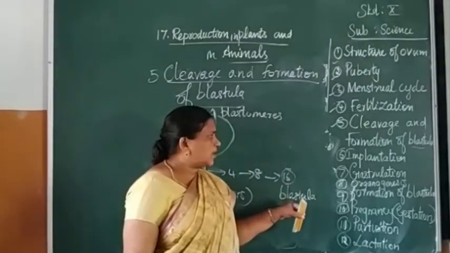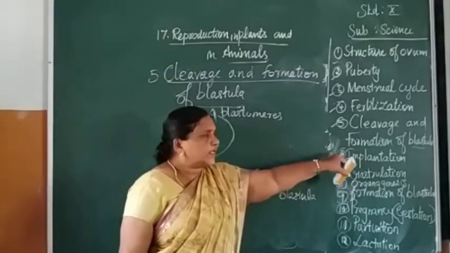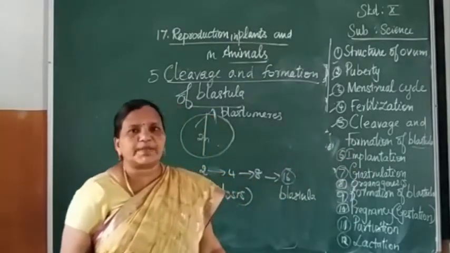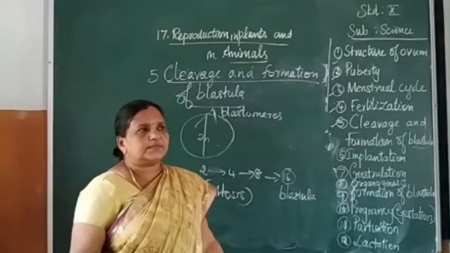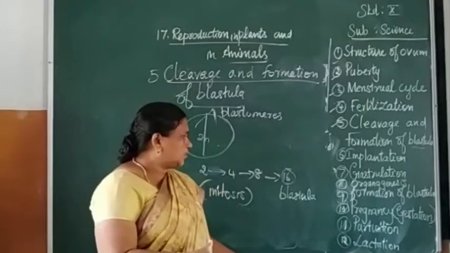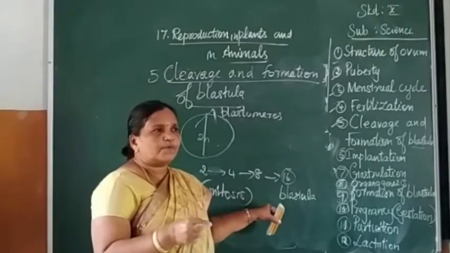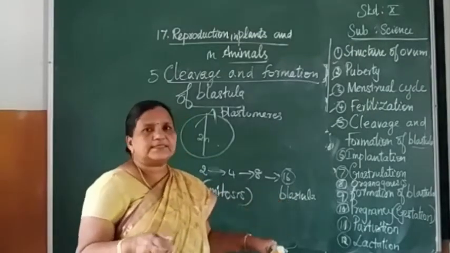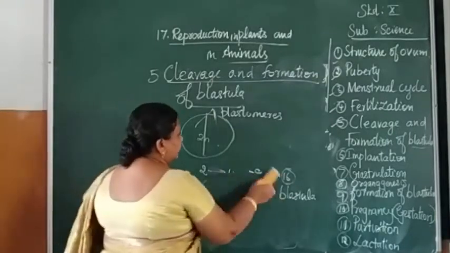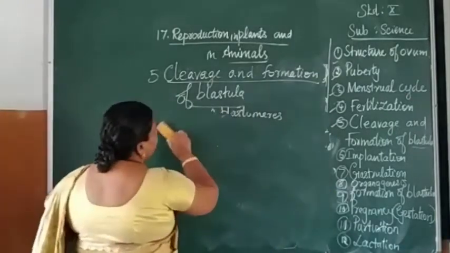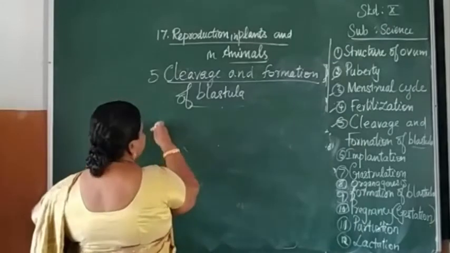Now this blastula is taken to the uterus for implantation. Implantation means attaching this blastula or the embryo, the zygote, so it will be implanted inside the uterus. The next process is implantation, the sixth process.